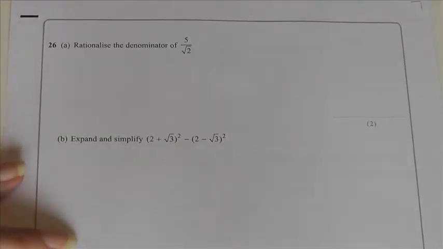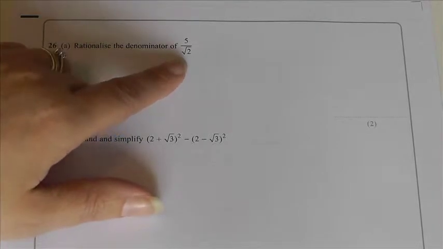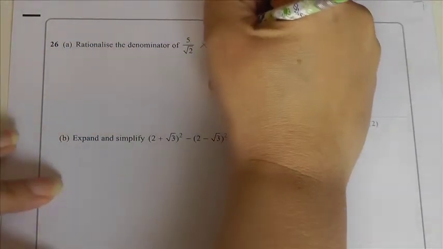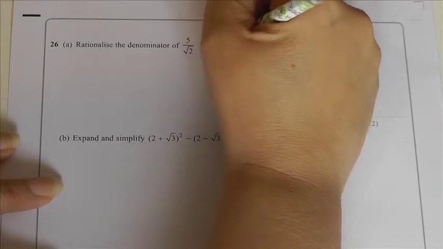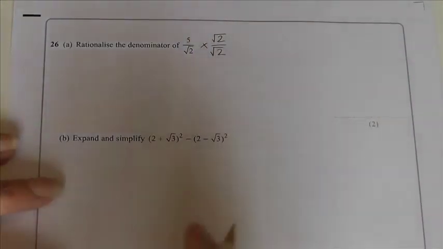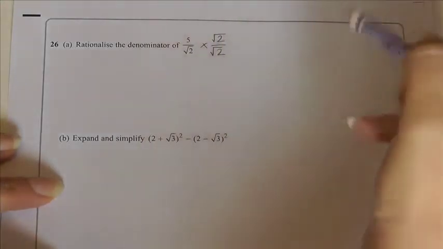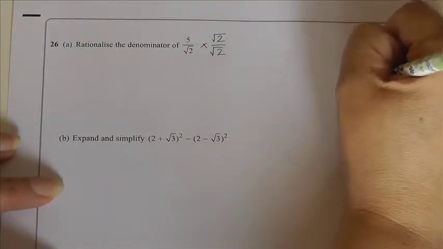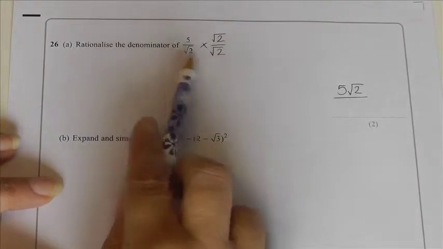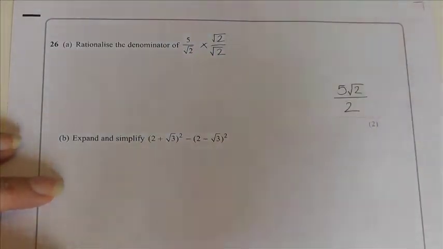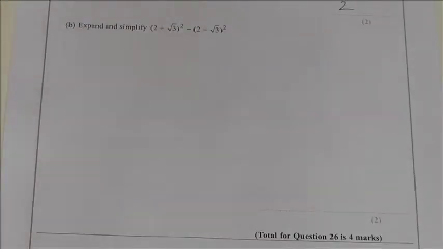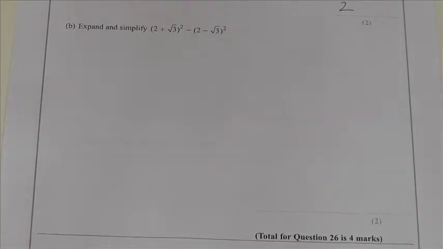Question 26 is on surds. To rationalise a denominator, you need to make this number a whole number, so it isn't an irrational number anymore, and you do that by multiplying by a fraction equivalent to 1 that includes that surd. So same rules apply, top times top, which means that the numerator will be 5 root 2, and underneath root 2 times root 2 is 2. My denominator is rationalised.